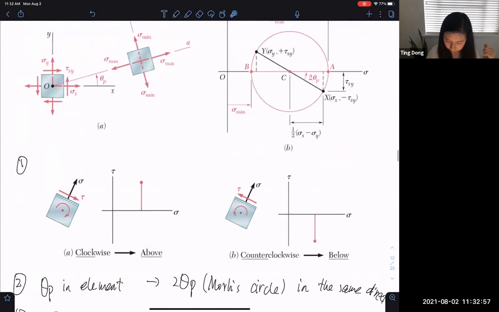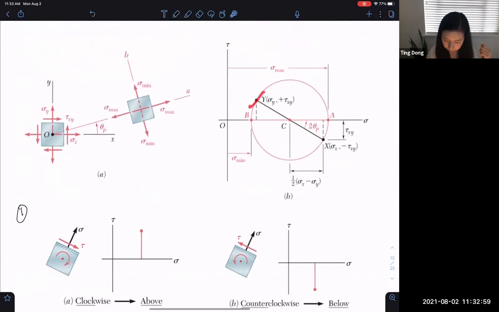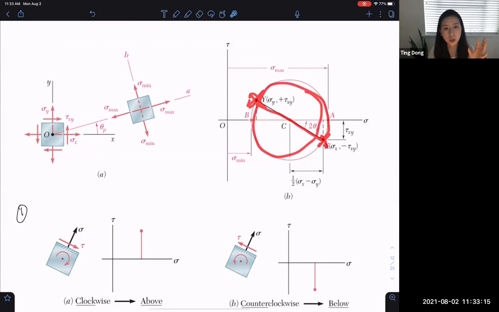So it basically means we use these two data points. First, from the state of stress of the element, we can put it on the sigma tau coordinate. Let's say these are the two data points, and a straight line connecting these two data points is the diameter of a circle. So this circle is identified. Once we have this circle, we can find the center of the circle, and the sigma coordinate of the center is half of the sum of sigma x and sigma y, right?